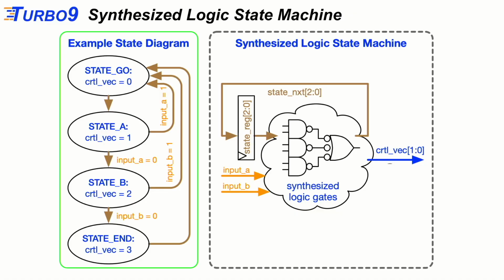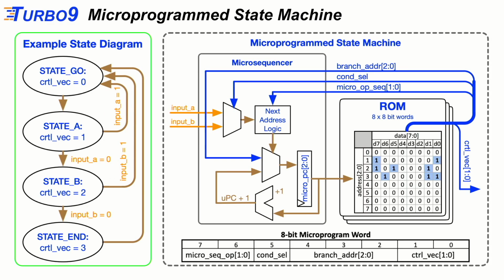So this state diagram is just nonsense. It's just for me to prove a point. So for example here, you have state go, state A, state B, and end. You're setting your control vectors to some arbitrary value, and then you're making decisions on the flow of that depending on inputs. Let's talk about microprogram state machine.